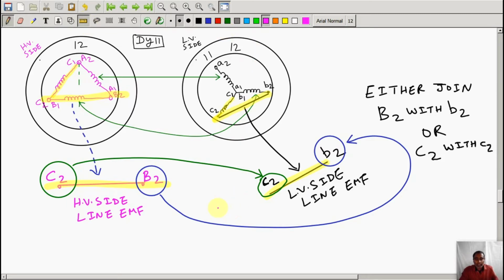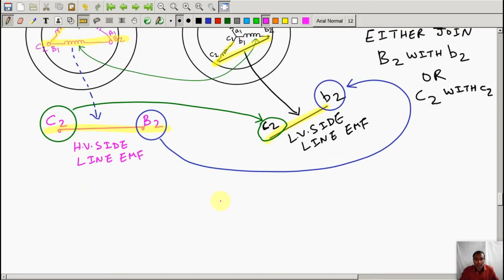So we can just move it further a little bit. So I am joining this one. So this is your C2 B2, and we can move the phasors parallelly. You can remember that the only condition is that they can be moved parallelly from one point to another point. So we have to maintain that very strictly. So this is your small c2, small b2. This is LV side line EMF.